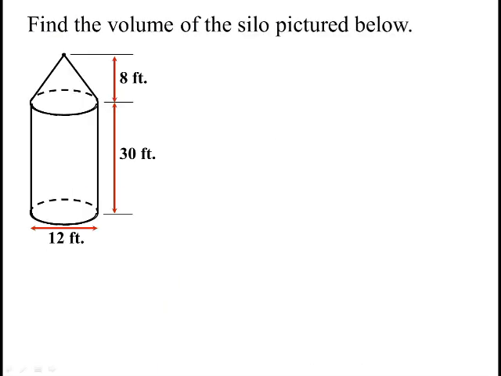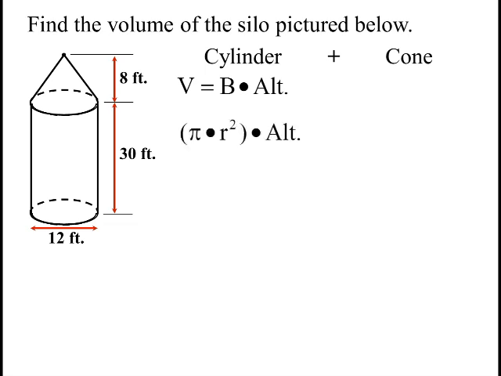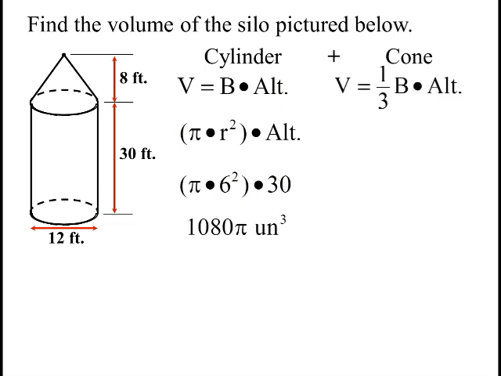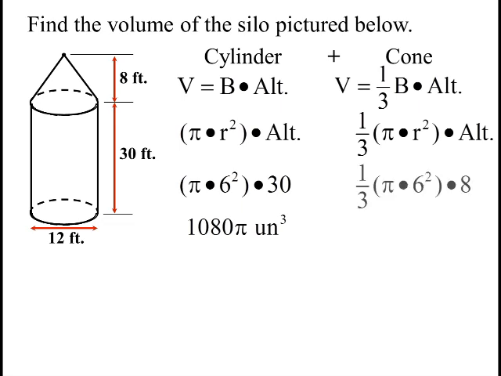And then finally, why don't you pause the video here and see if you can find the volume of this silo. Obviously it's a cylinder plus a cone, and the cylinder formula is just base times altitude. We'll do some substitution. The radius obviously is 6. The cone is going to be 1/3 the base area times the altitude. Same radius, different altitude, 8 instead of 30. And you're going to add these together. So it's going to come out to 1176 pi.